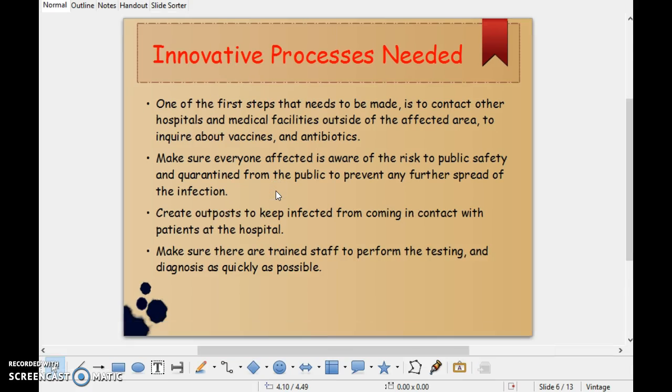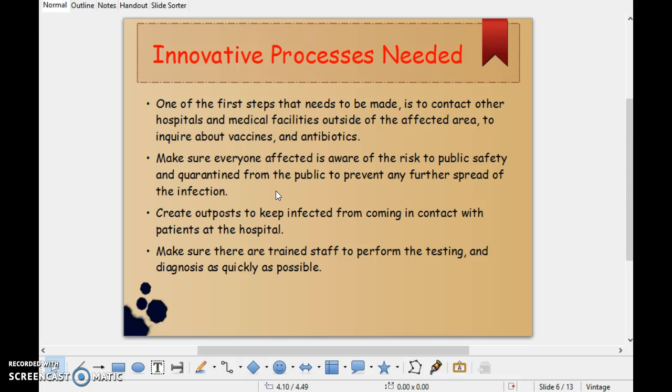Innovative processes needed. One of the first steps would be to contact the hospitals and medical facilities outside of the affected area to inquire if they have any vaccines or antibiotics that would be needed to treat the infection. Make sure everyone affected is aware of the risk to public safety and quarantined immediately.